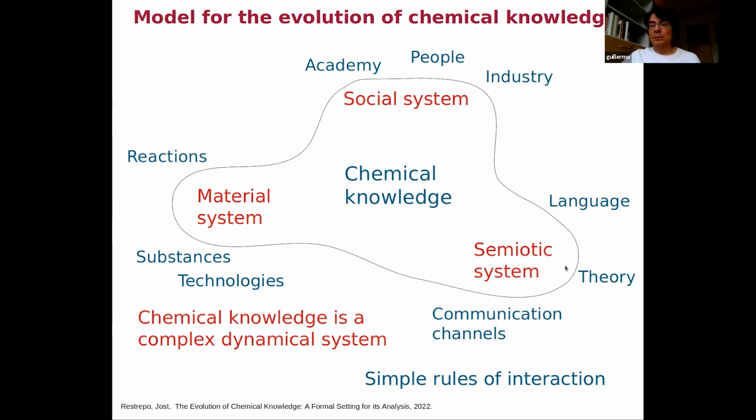And the social system is the institutional part and where the individuals are located. And then as a complex dynamical system, our aim is to try to find the simple rules of interaction of those systems. That's the final aim we have for this research agenda.